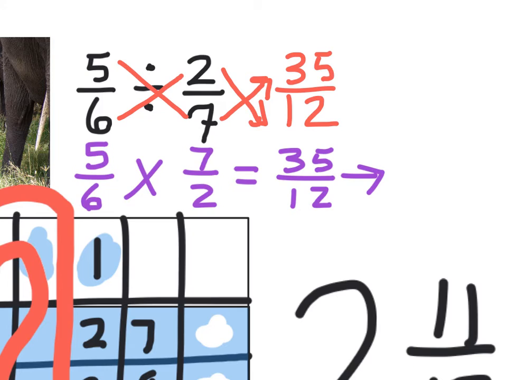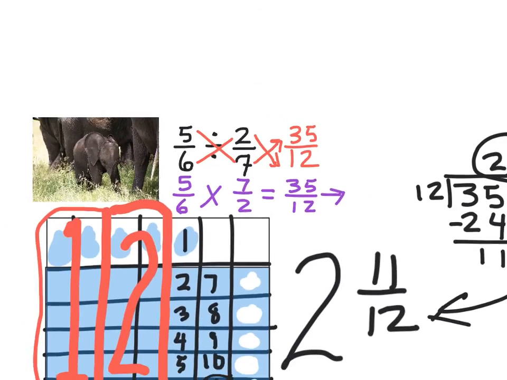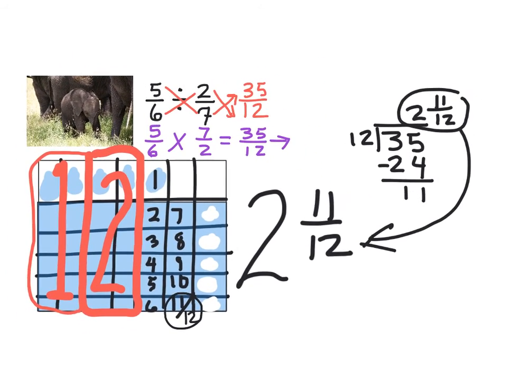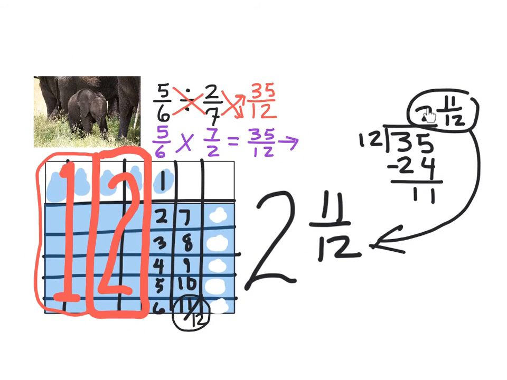And either way, as you see, whether you use mountains and valleys or you multiply the reciprocal, you still get the same answer of 35 twelfths. And then both of those would get simplified to 2 and 11 twelfths, right? Hey, that is all there is to solve this problem.